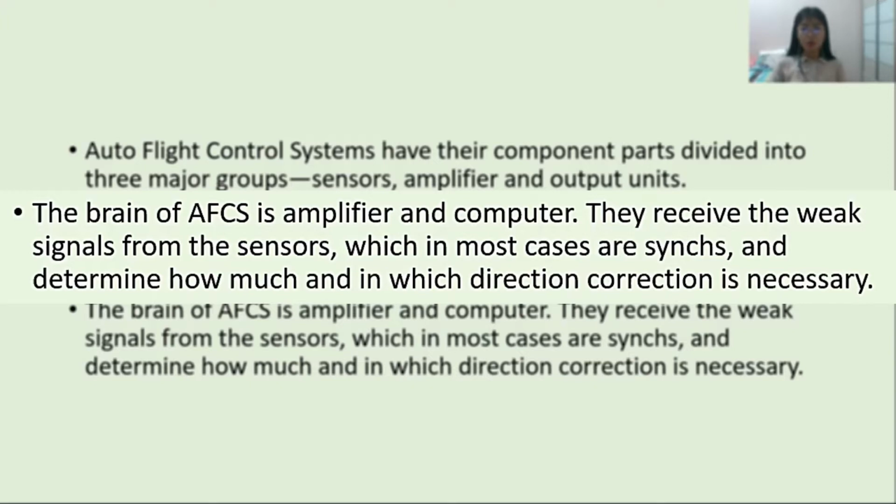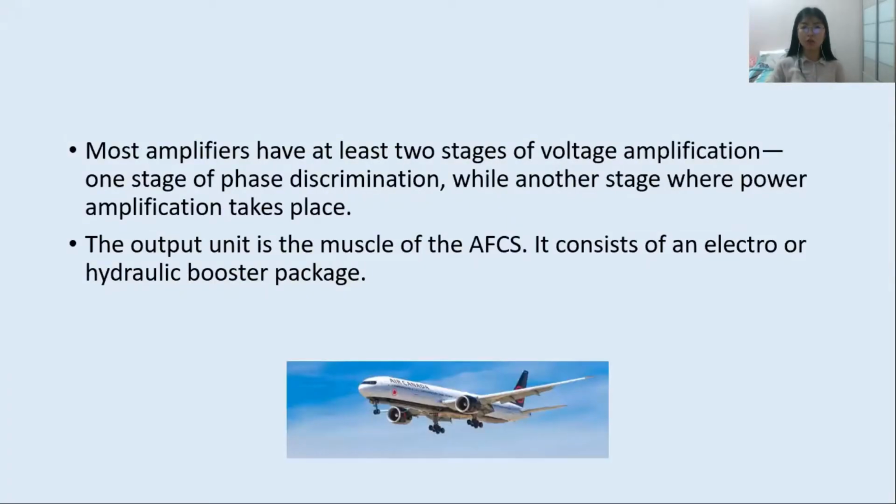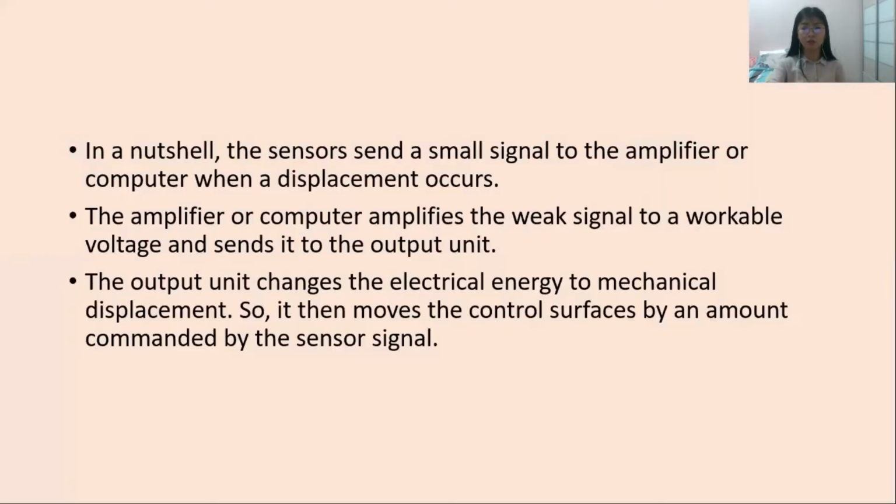They receive the weak signal from the sensors, which in most cases are sine waves, and determine how much and in which direction correction is necessary. Most amplifiers have at least 2 stages of voltage amplification, one stage of phase discrimination, and another stage where power amplification takes place. The output unit is the master of the automatic flight control system. It consists of an electric or hydraulic booster package.